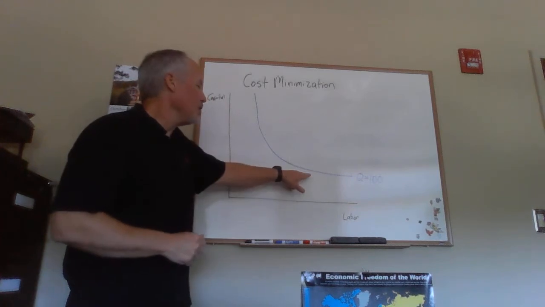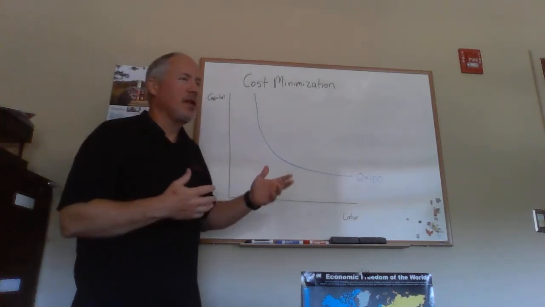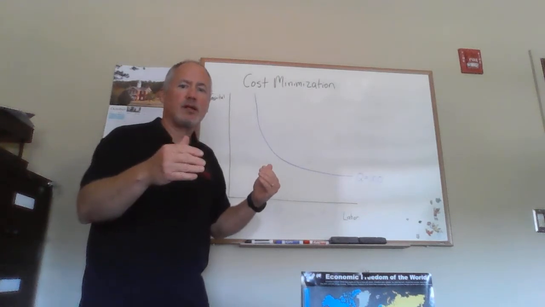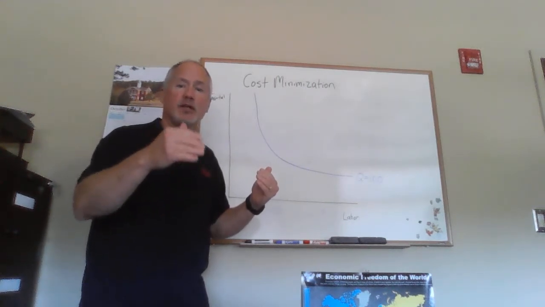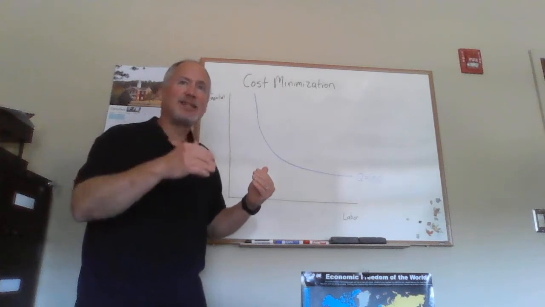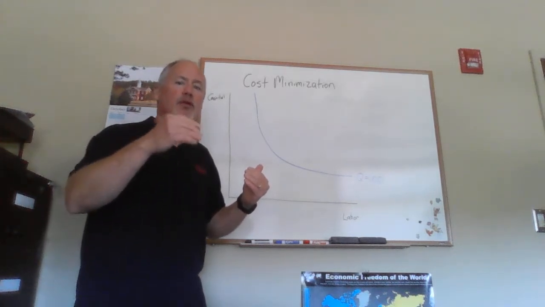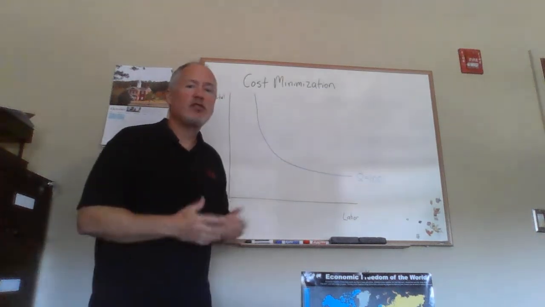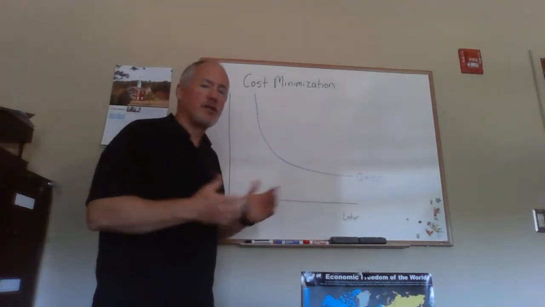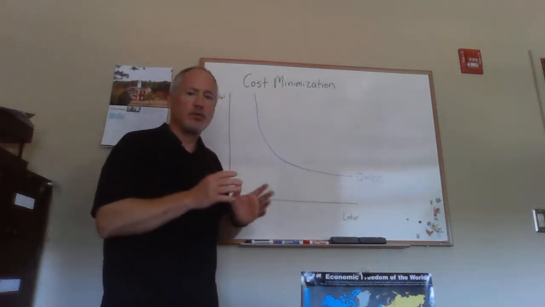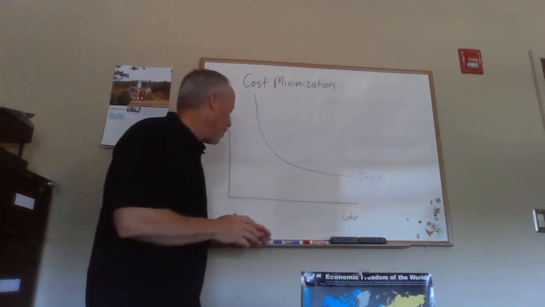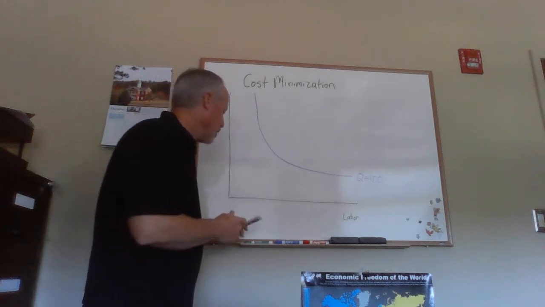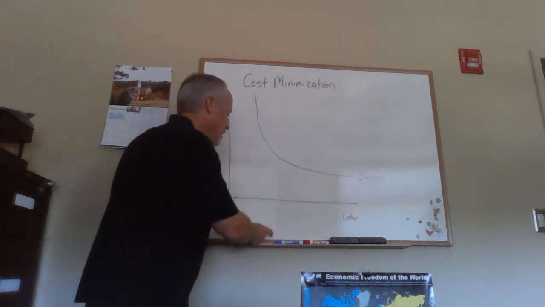So what we're going to do here is pick a level of output, a quantity that the firm's going to produce. And then we're going to ask, what would be the least expensive way for the firm to produce this level of output? I've just arbitrarily picked 100. If the firm wanted to produce 100 units of output, how would they go about doing this? Well, we know we have isocosts, and we could draw those in here.